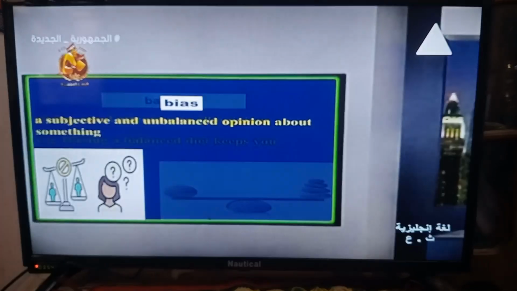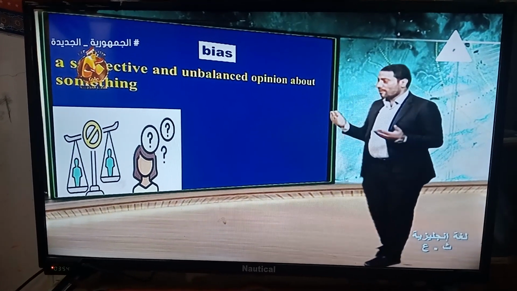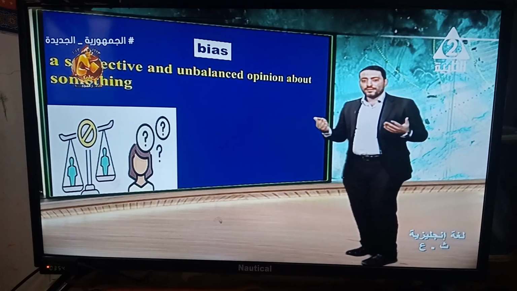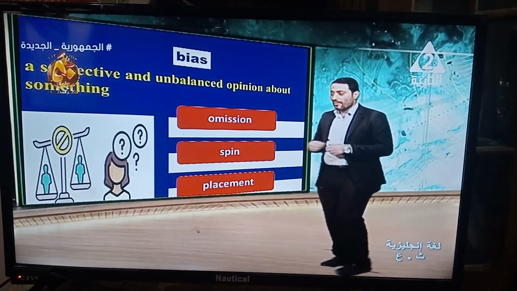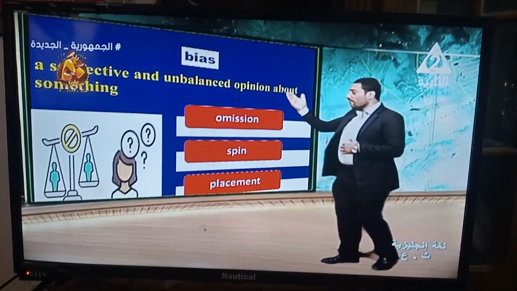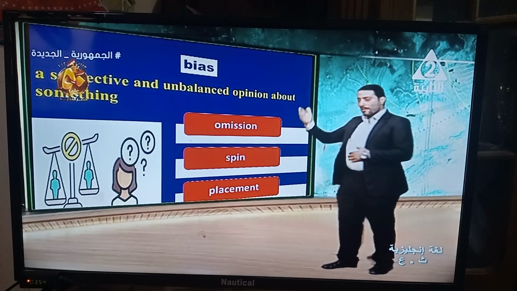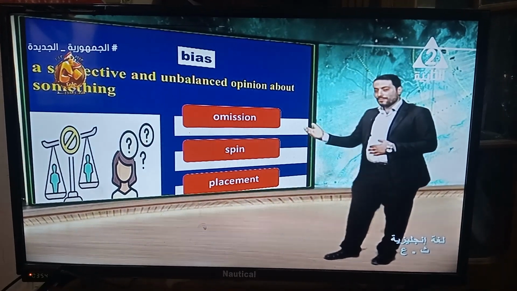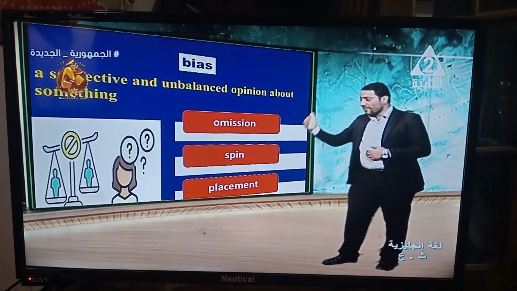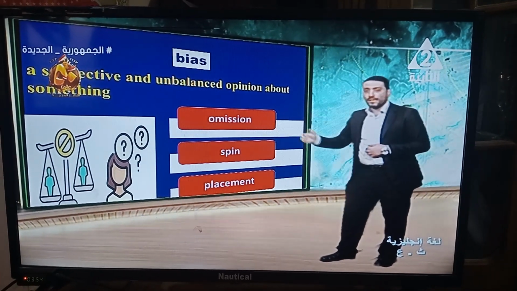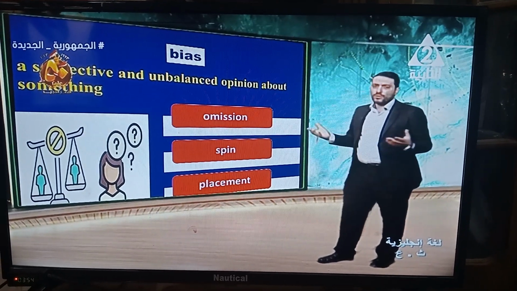The second word, Mr. Ahmed? So the second word is bias, and bias means to be subjective or to have a subjective and unbalanced opinion about something. And normally we have three types of bias: bias by omission, bias by spin, and bias by placement. So what are the differences between these three bias types? The first type, which is bias of omission, means to leave out information.